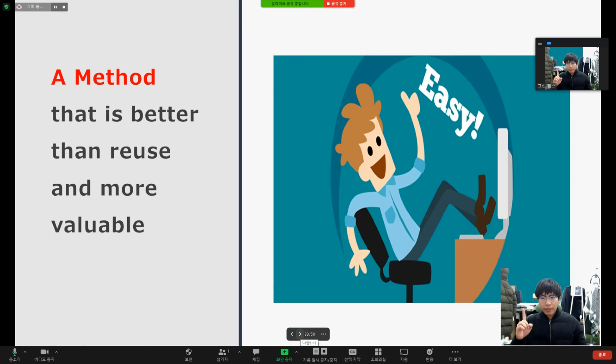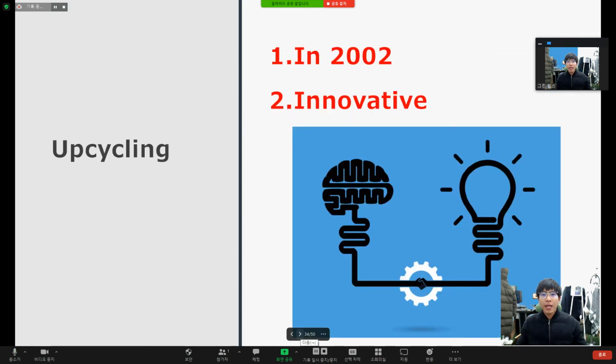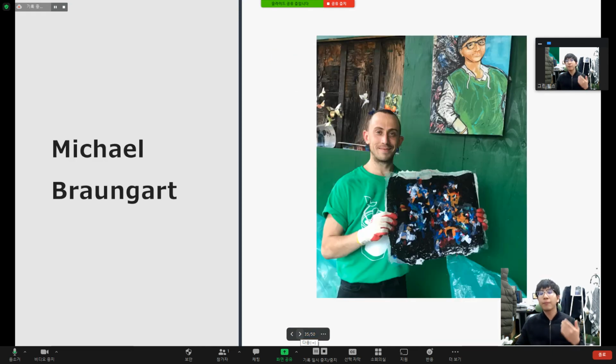Now, tonight, I'm going to tell you a method that is better than reuse and more valuable. This is something that you will never learn from your school. It's called upcycling. Upcycling is very innovative and it started in 2002. It's from the environmentalist Michael Braungart. He's from Germany. He started this program of upcycling, and let's see how it works.